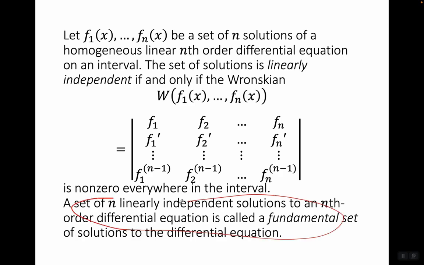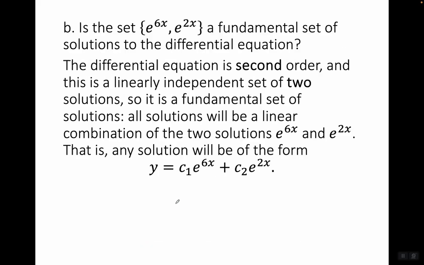A set of n linearly independent solutions to an nth order differential equation is called a fundamental set of solutions to the differential equation. Here, this differential equation is second order, and this is a linearly independent set of two solutions. So in this case, n = 2, and it is indeed a fundamental set of solutions. That means all solutions will be a linear combination of the two solutions, e^(6x) and e^(2x). That is, any solution will be of the form y = c1 e^(6x) + c2 e^(2x).